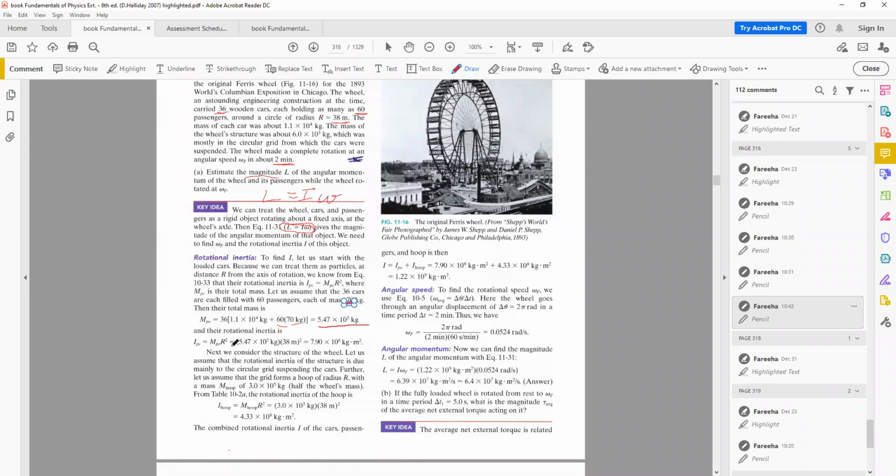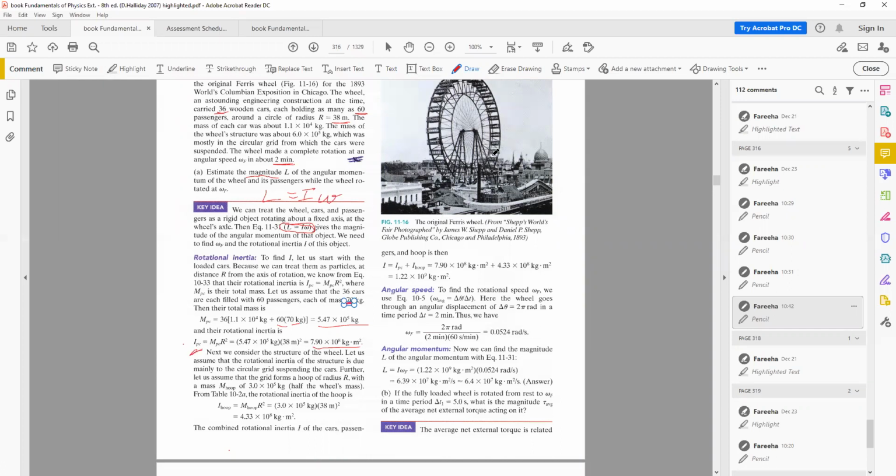The rotational inertia, which is m_PC r squared, would be this mass multiplied by the radius, which we have been given as 38 meters. So you get this value, and you have found IPC, which we wanted to find.